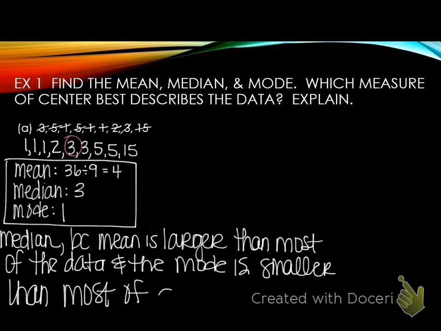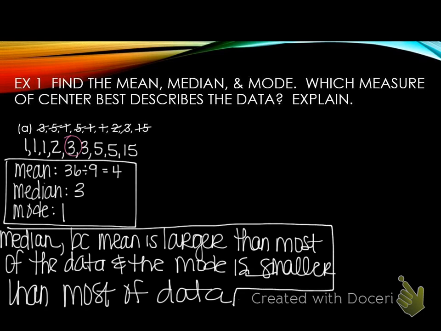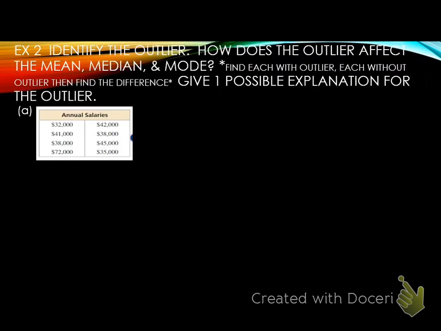Okay, so these would be your explanations. The median is probably the best measure because the mean is larger than most of your data and the mode is smaller than most of your data. Now let's move to example 2.